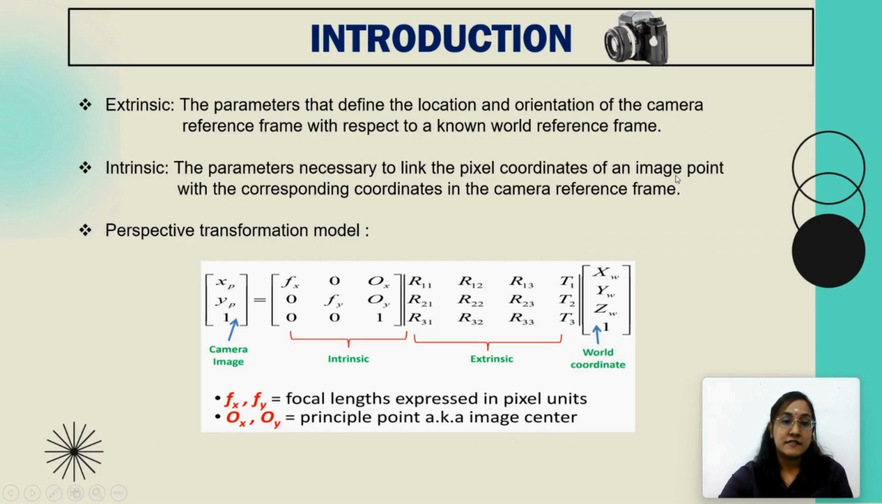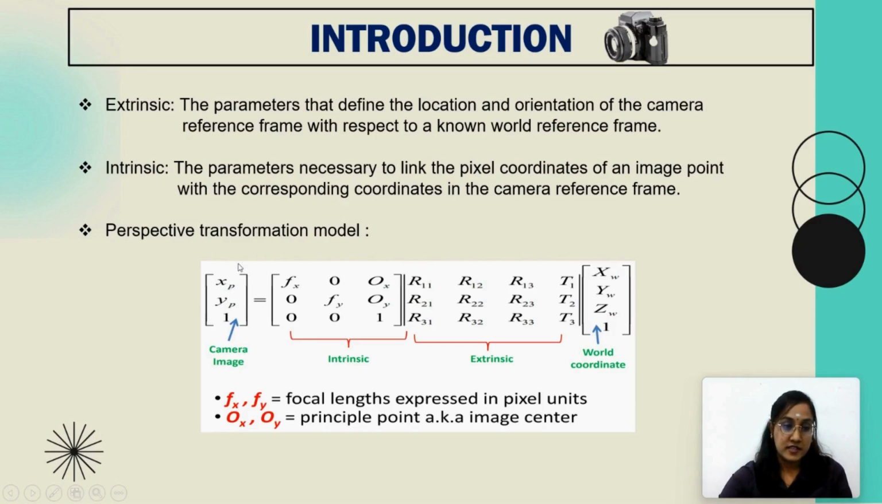So this is the definition for the extrinsic. It is to define the location and orientation of the camera reference frame with respect to a known world reference frame. So as you can see, the world reference frame refers to the 3D image. So next is the intrinsic. The intrinsic is to link the pixel coordinate of an image point with the corresponding coordinate in the camera reference frame. So now as you can see, this is the perspective transformation model.